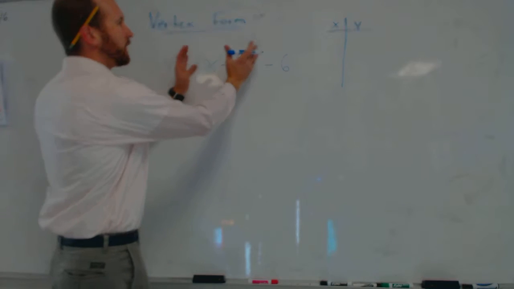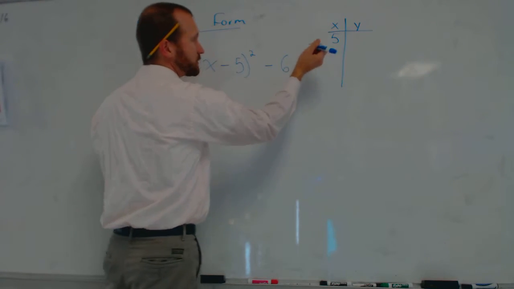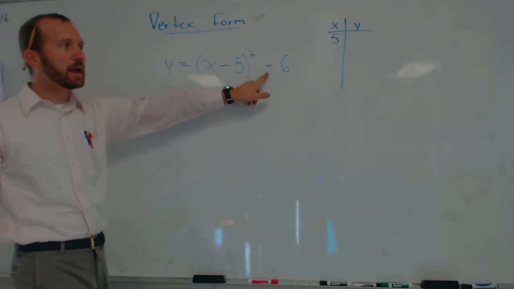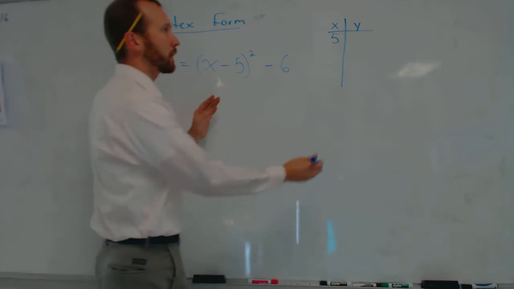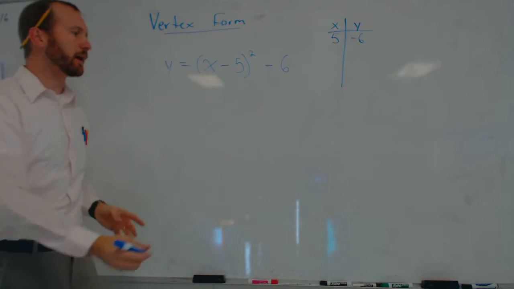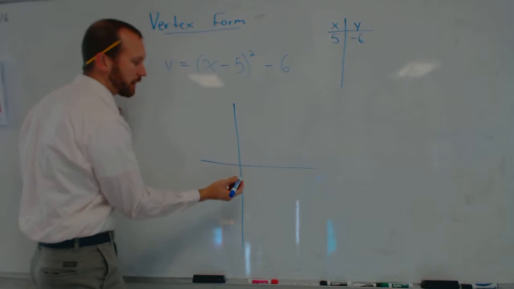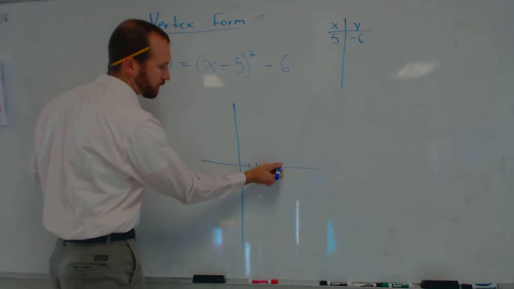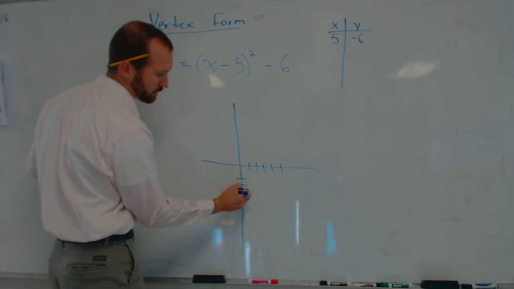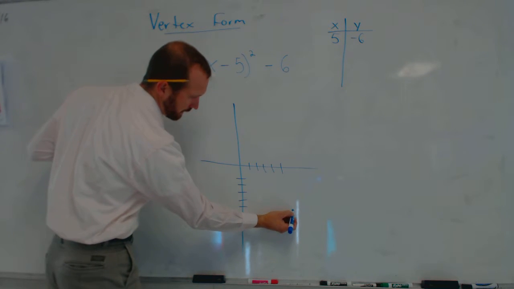Because 5 is easy. 5 makes this whole thing go to 0. So if x is 5, what is y? It's just negative 6. Do you guys see where that comes from, or should we go through it? Okay. All right. So let's plot that one point. We have 1, 2, 3, 4, 5. Negative 1, 2, 3, 4, 5, 6. So it's somewhere like this.